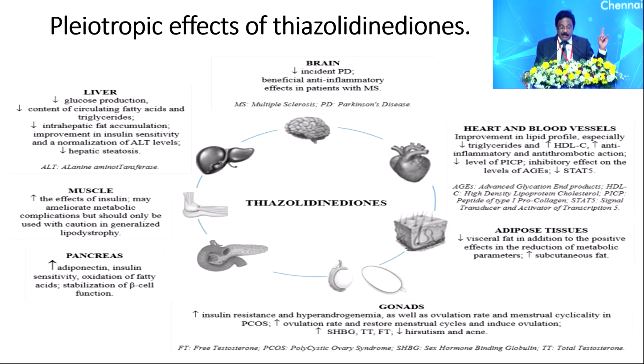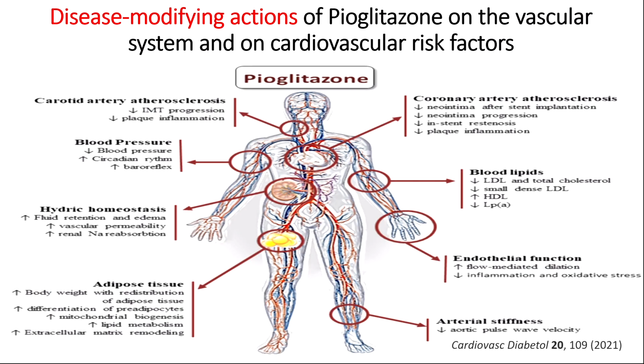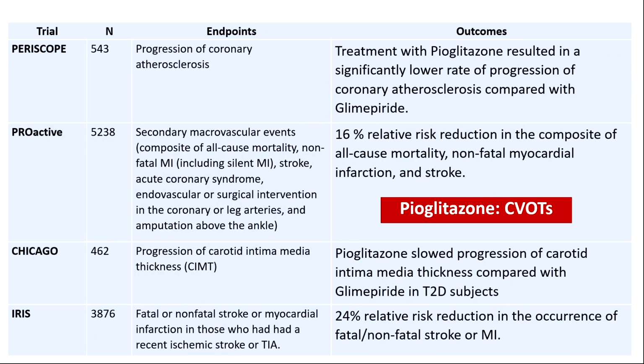So this is one of the main actions of the pioglitazone molecule with respect to adipose tissue, and that is one of the causes of the weight gain, and of course it contributes to the major beneficial effect on the cardiovascular system. And this is a disease modifying action of pioglitazone on the vascular system also. You can see the coronary artery atherosclerotic process is much lessened, the blood lipid parameters are well taken care of by this molecule, and arterial stiffness especially. The receptors of pioglitazone are more in the smooth muscles of the vasculature, thereby the action on the arterial system is very much pronounced with pioglitazone.